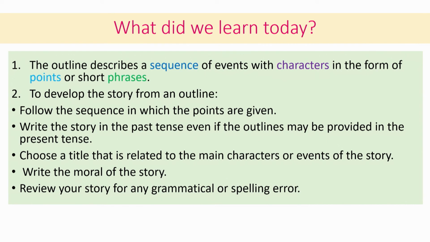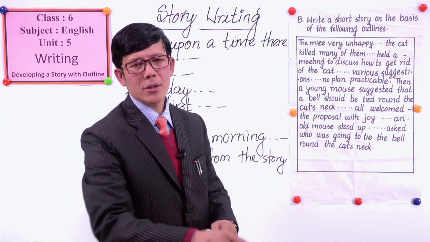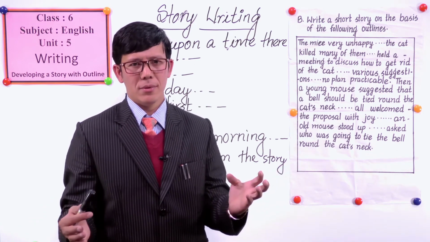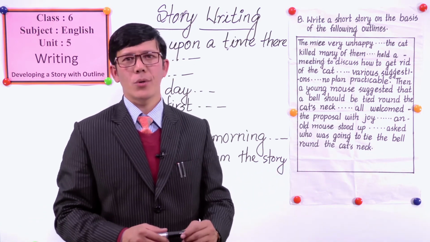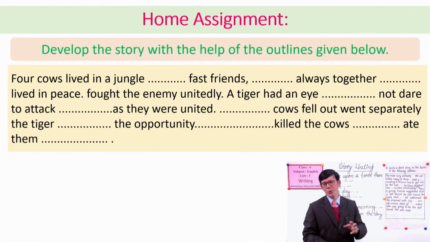But what you have to do? You have to review your story for any grammatical or spelling errors after completing the story. My dear students, I hope you have got an easy way of developing a story with the help of outlines, and this is a home assignment for you all. Look at the outlines. You might have already read somewhere in your books, or you might have heard it. This is all about what?